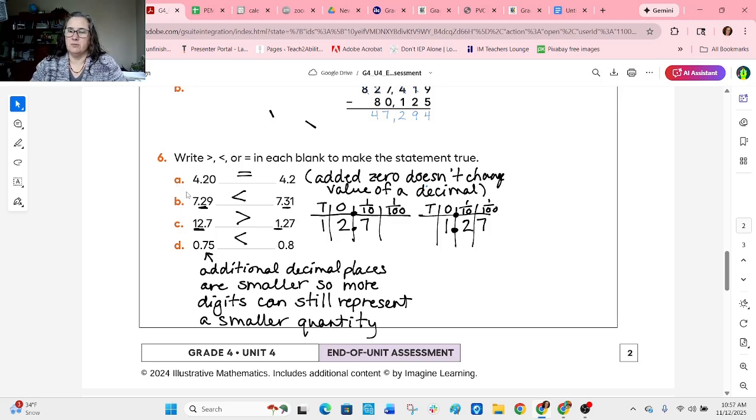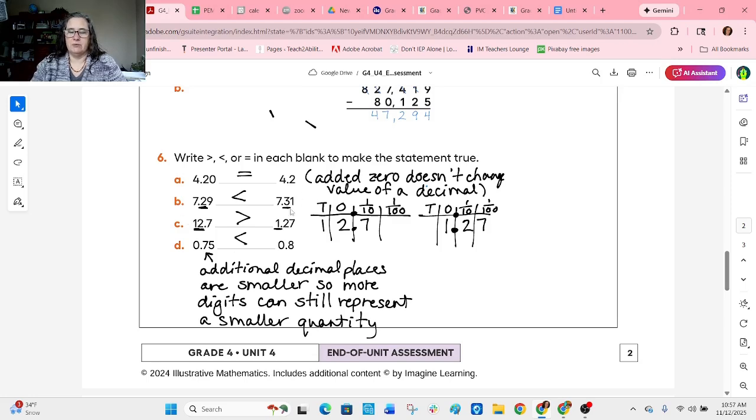If one number has more digits than the other, I know it's greater when I'm dealing with whole numbers. When I'm dealing with decimals though, when I add an extra 0 on the end, it doesn't change the value at all. So 4 and 20 hundredths is exactly the same as 4 and 2 tenths. So that's a big conceptual understanding students need to gain in this unit.